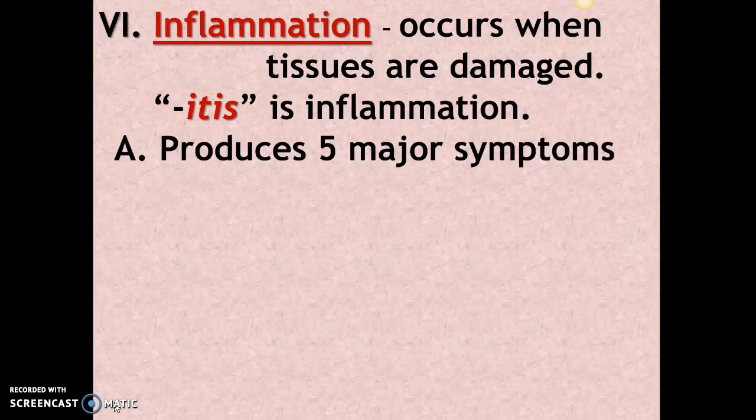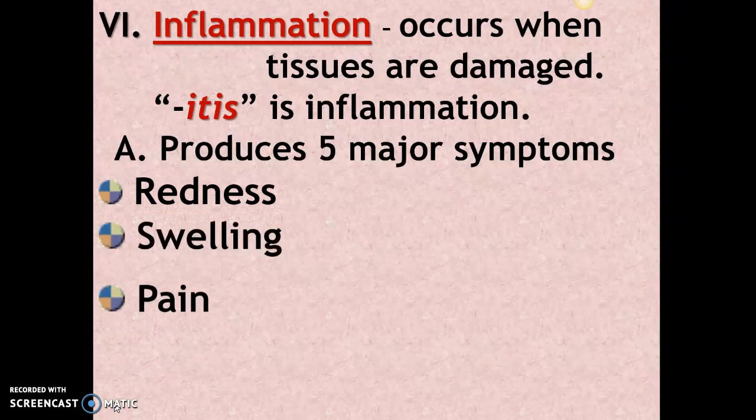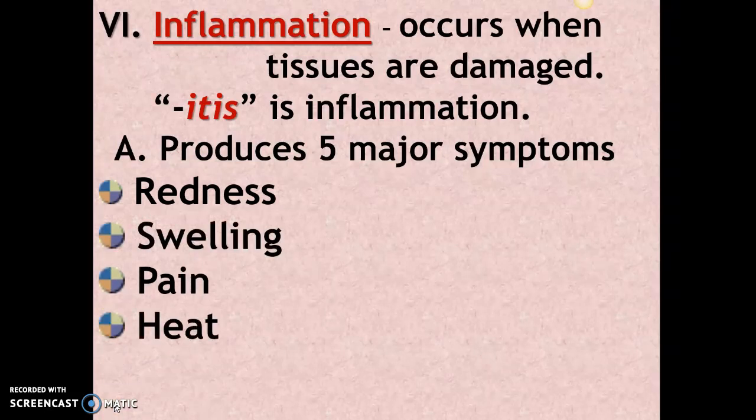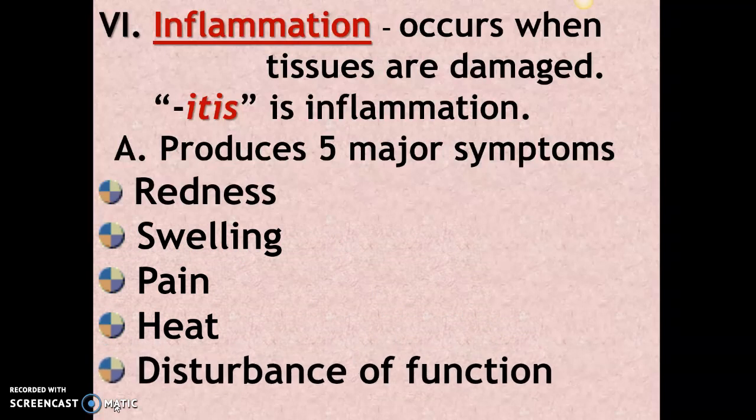Part 6. Tissues in general. Inflammation of tissues occurs when tissues are damaged. The word itis at the end of any word means inflammation. If you get appendicitis, it's inflammation of your appendix. If you get hepatitis, it's inflammation of your hepato, or liver. Five major symptoms with inflammation: you get redness, you get pain, and disturbance of function.